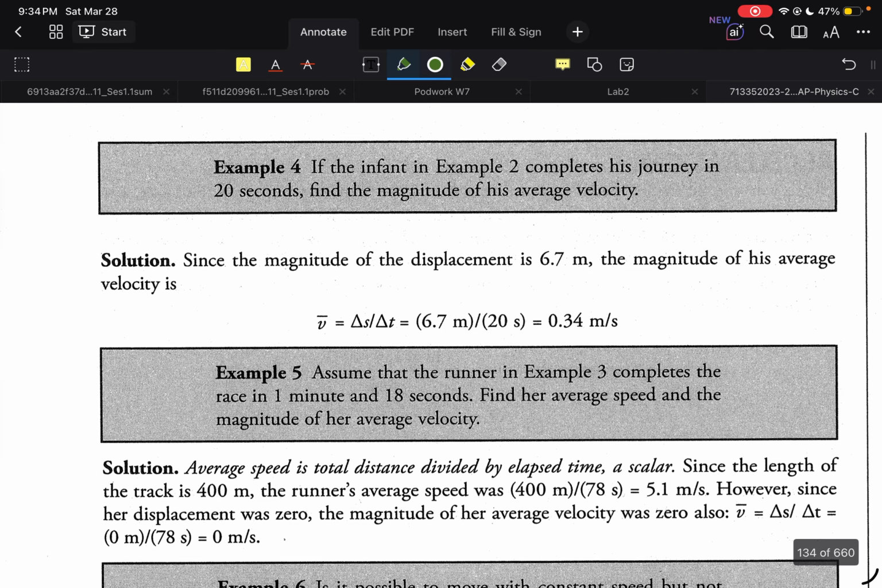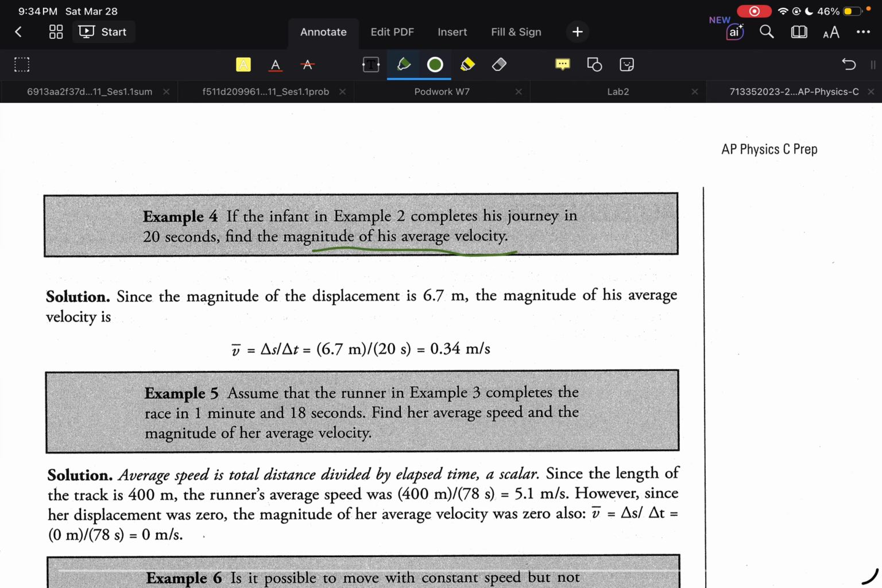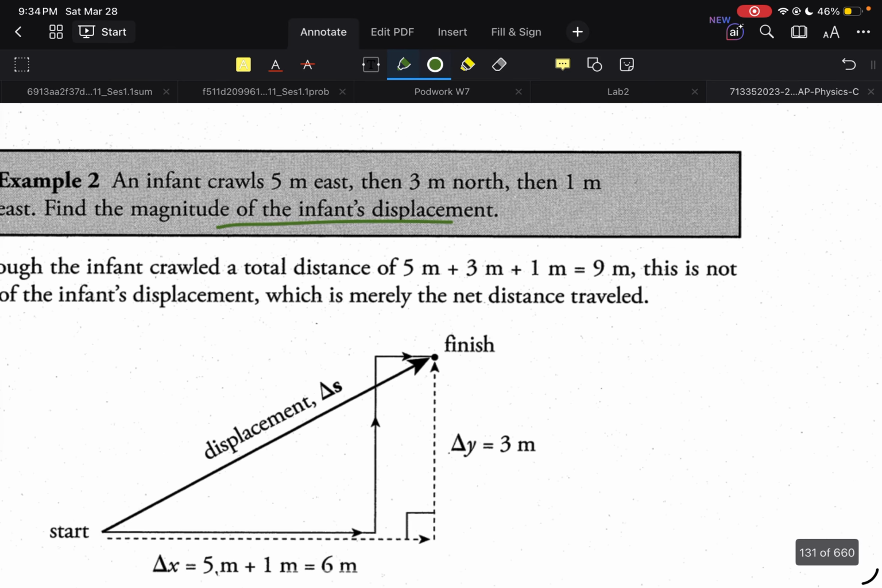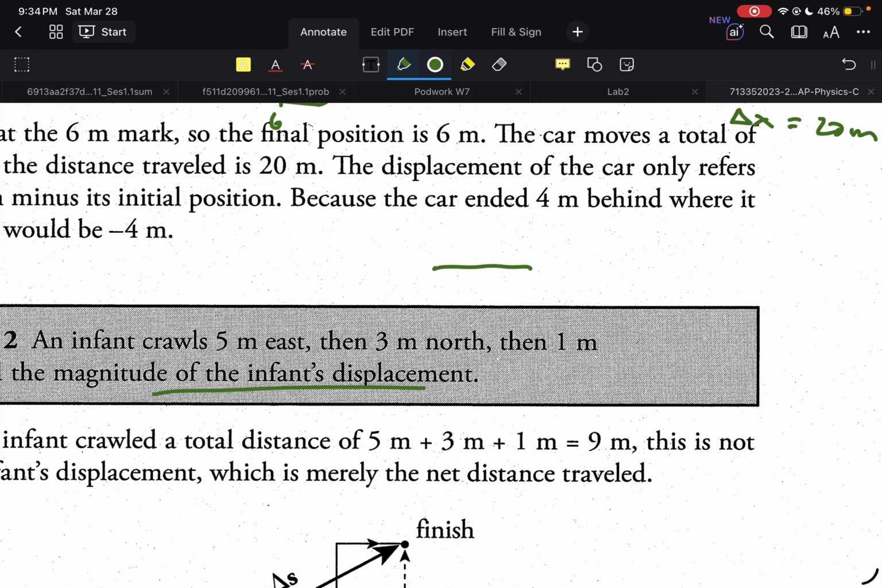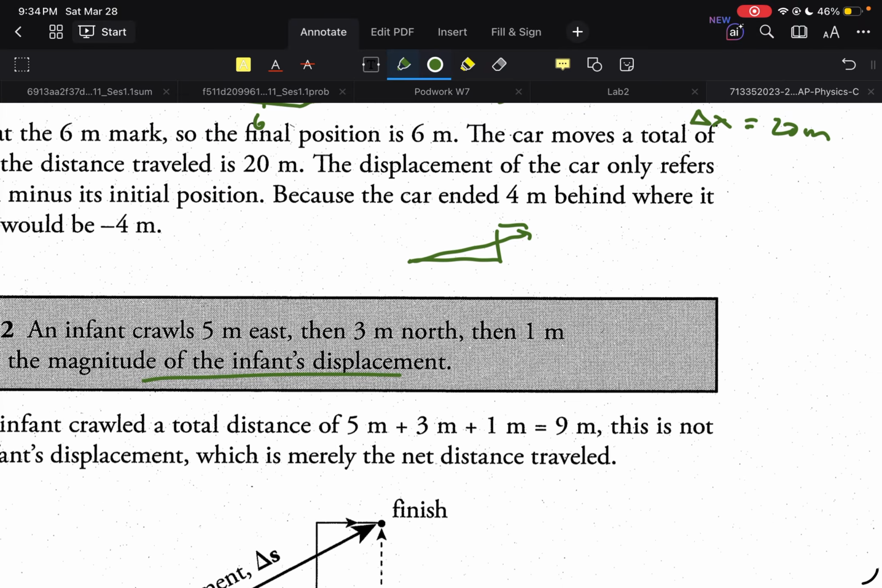Okay, since the magnitude of the displacement... Okay, let's do the magnitude of his average velocity. So let's go back to this infant question. In 20 seconds, it crawls 5 miles east, 3 miles north, and then 1 meter east. Find the magnitude. So we know the magnitude is going to be this.